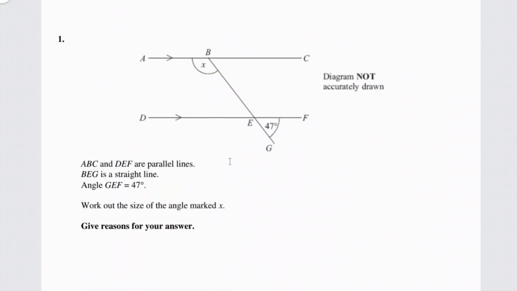Question 1. Work out the size of the angle marked X. So that is this angle here, and we are told this angle here is 47. So the answer isn't 47. We can see that the red angle is acute and the blue angle is obtuse. But because these lines are parallel, this angle in here is the same. It is also 47 degrees.